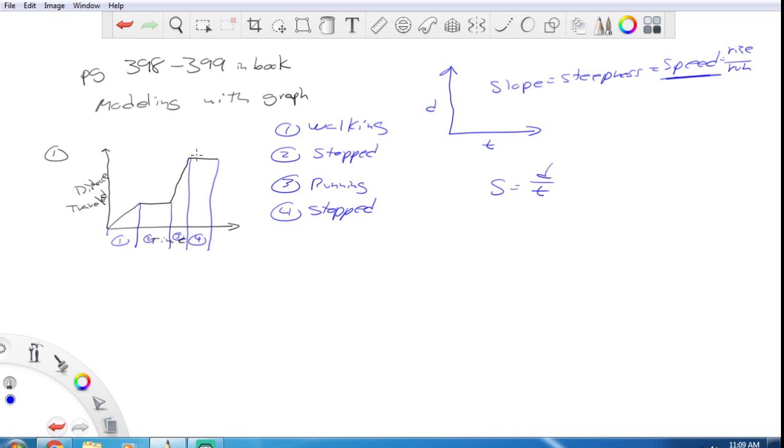So here the slope, the steepness of this line is greater, so you're going faster. The steepness of this line is less, so you're going slower. So have something that says, hey, you're going faster or slower.